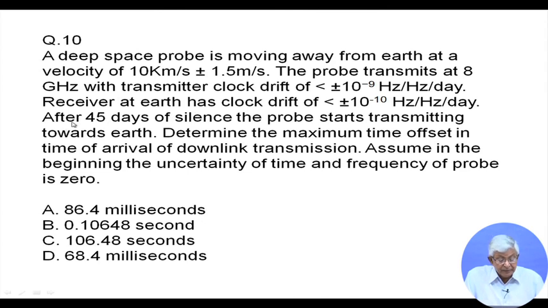But the question is, after 45 days of silence, the probe starts transmitting towards the Earth. Determine the maximum time offset. Last time it was the frequency band where it should fall, the actual frequency. Now it asks how much time offset. We know it comes after 45 days, but after that how much is the time offset in the time of arrival of the downlink transmission. So, this time part has to be calculated. Assume in the beginning the uncertainty of the time and frequency of the probe is 0.